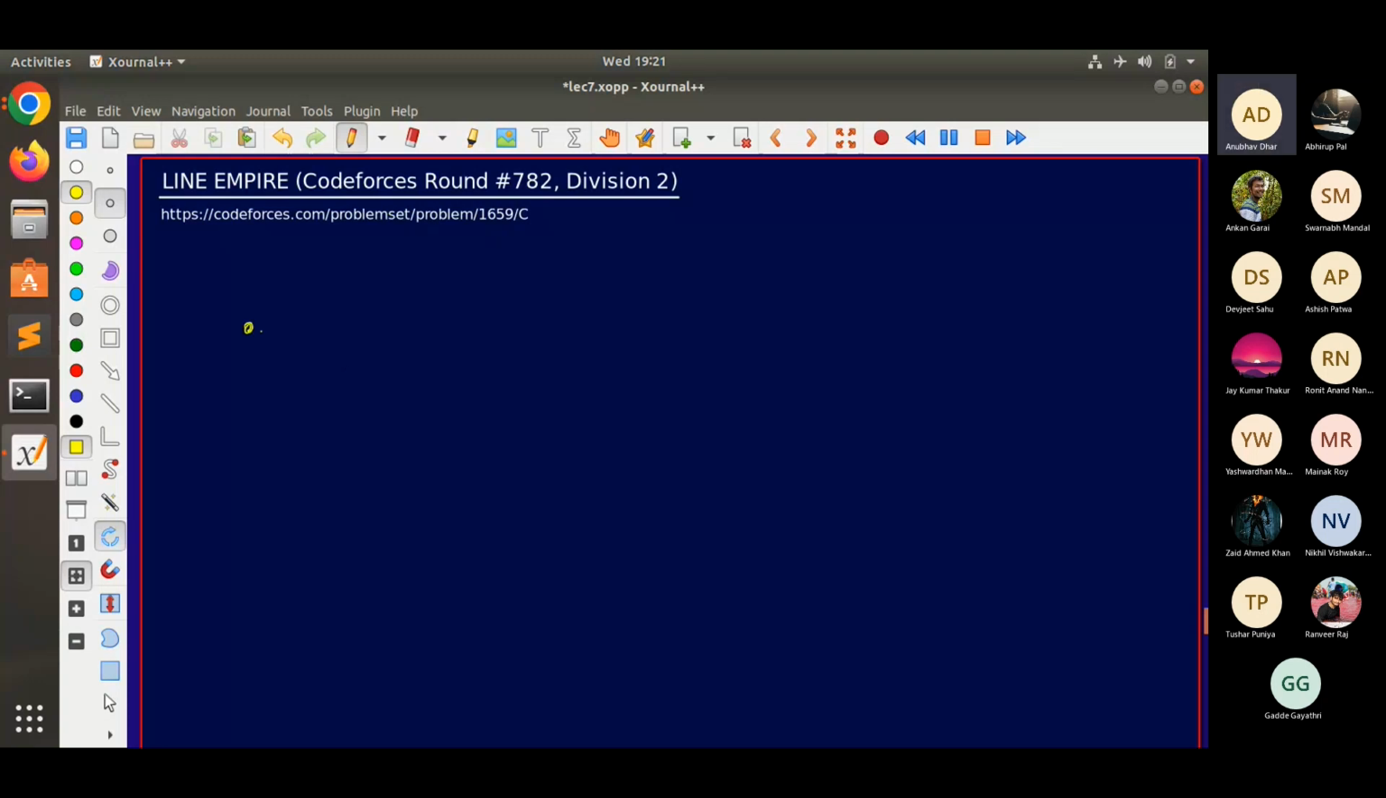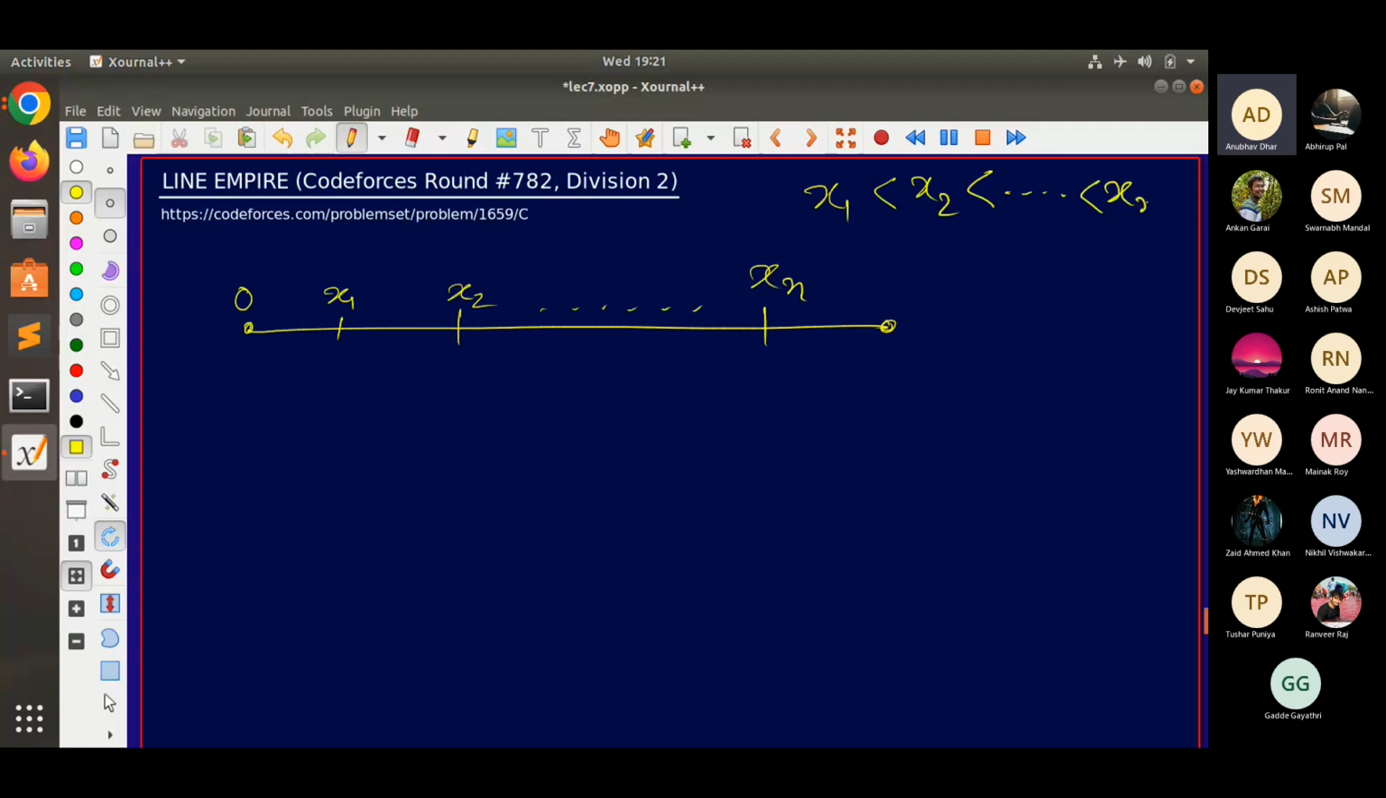Over here you are given some points on the x-axis: 0, x1, x2, up to xn. This condition holds: x1 is less than x2 is less than xn, and this is greater than 0. And there is an emperor on this point 0, and this point 0 is the capital for this emperor's empire.